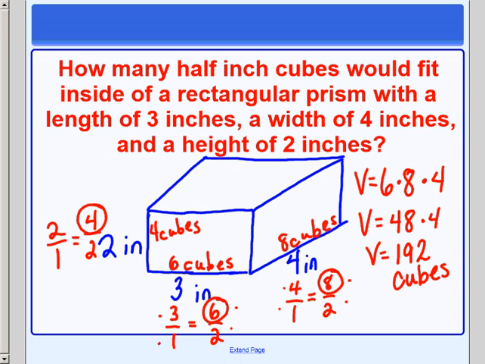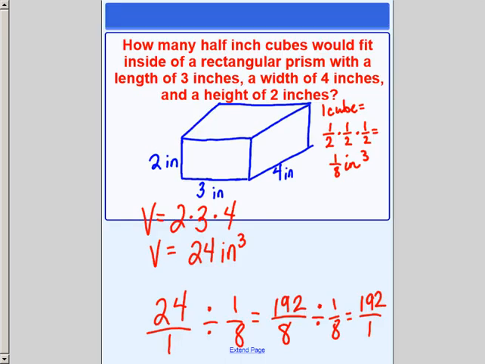Now, that's not the only way you might think of this problem. Another way you might also think of it is to say, well, I can find the volume of the whole thing, which is 2 inches times 3 inches times 4 inches, which gives me 24 cubic inches. So the volume of the whole thing is 24 cubic inches.